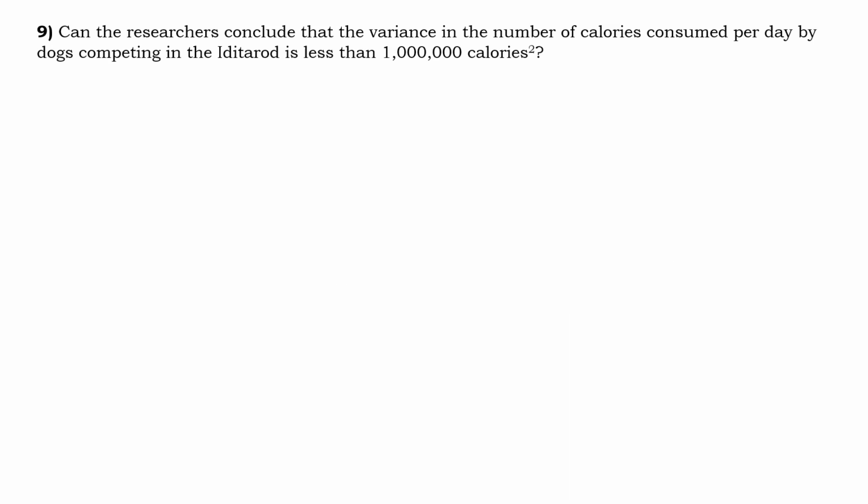Example number 9. This time we're going to look at how many calories the dogs are consuming per day in the race. And we want to know if the variance is less than 1 million calories squared. So the variance is what we're interested in, and we want to know if it's less than 1 million calories squared. This is going to be the alternative hypothesis. This is what we're going to attempt to prove. And you always try and prove what you're asked if it's something you can prove.